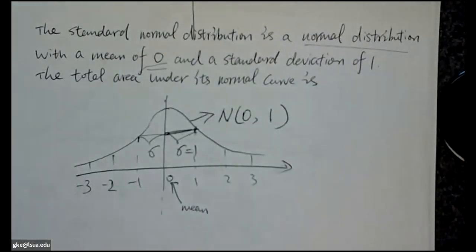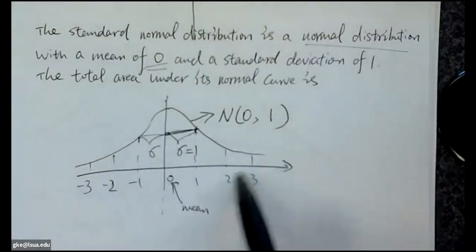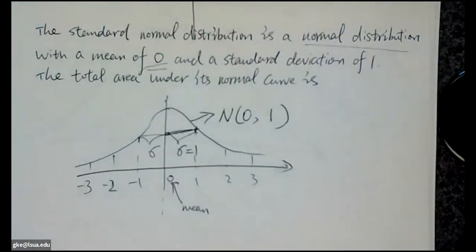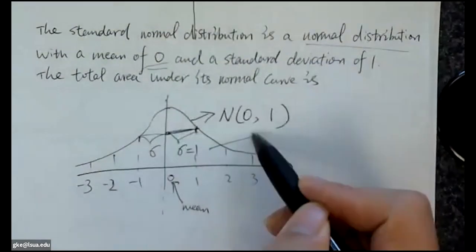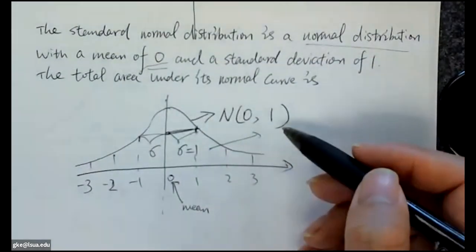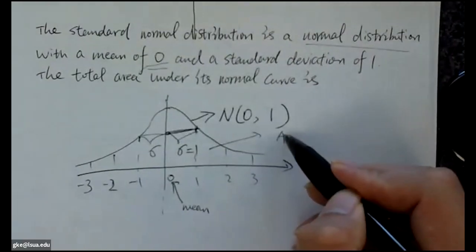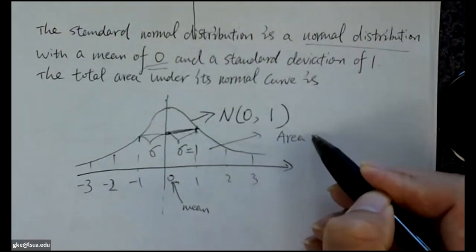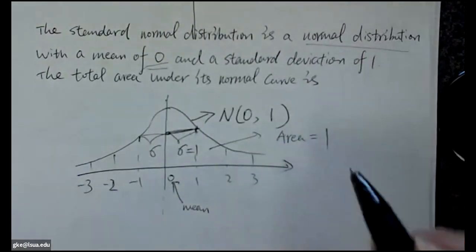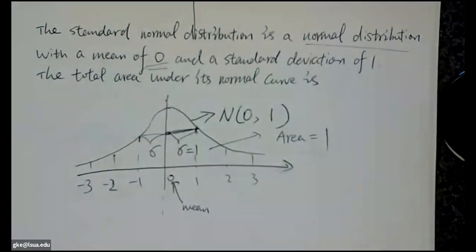Of course, the area underneath this curve should equal 1, because for the normal distribution, as we noticed before, all the area underneath the curve is 1. So for the special case of normal distribution, which is also a normal distribution, the area underneath the curve should equal 1.